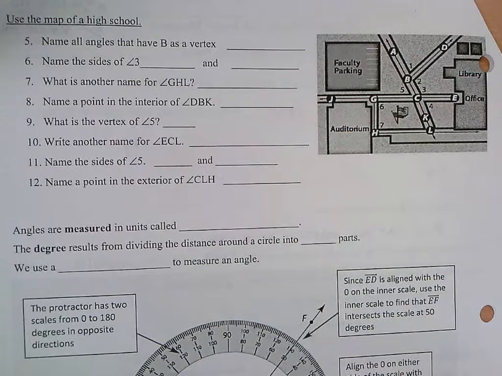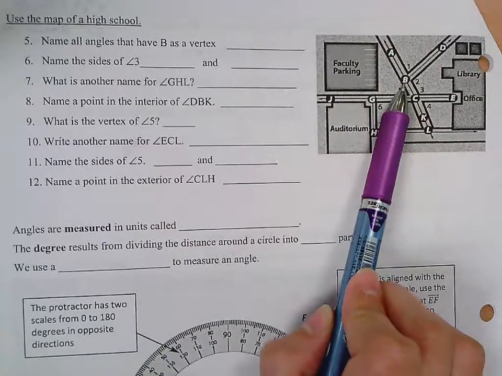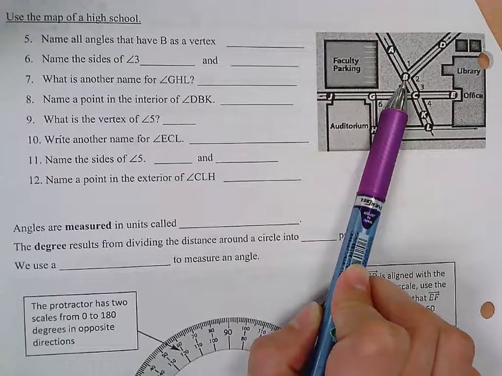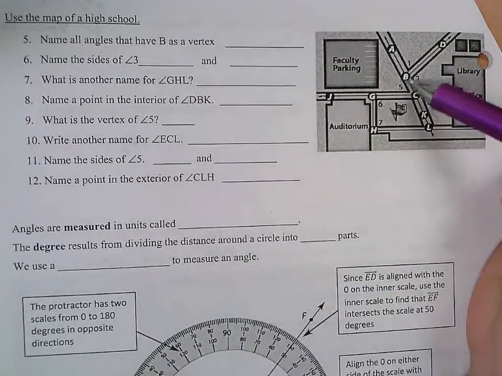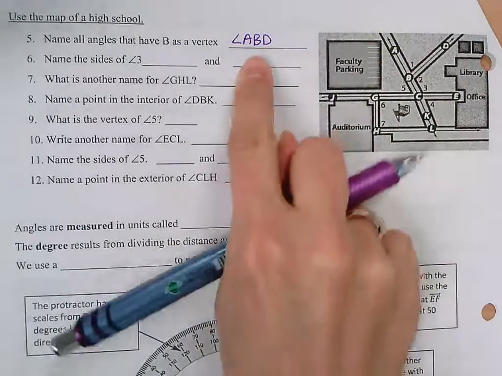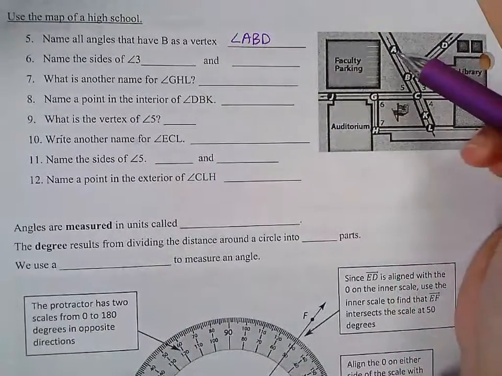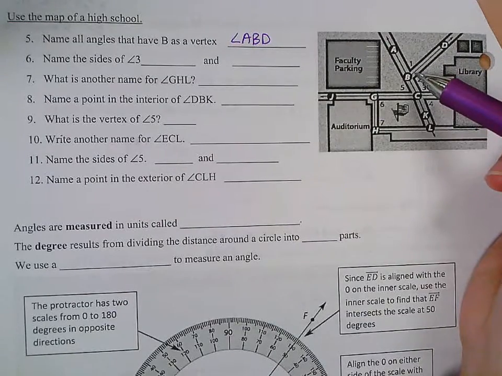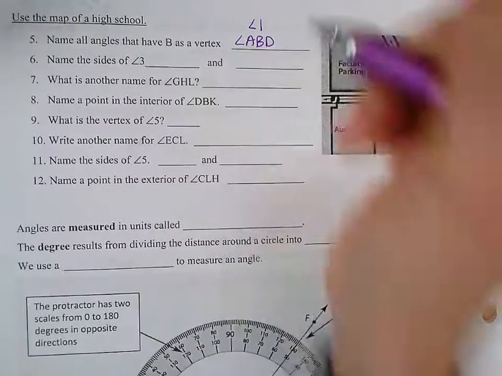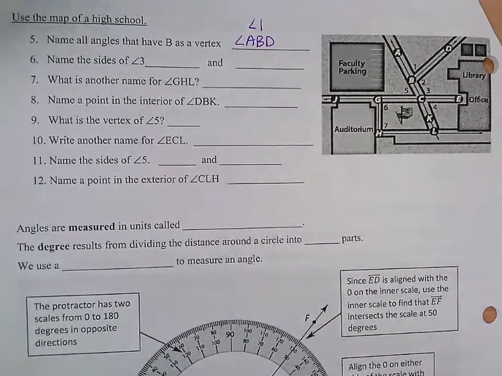So 5 says name all angles that have point B as a vertex. Can somebody give me an angle that has B as a vertex? Okay, ABD. Anybody have another name for that same angle? ABD could also be called angle 1. So angle 1 is the same as ABD. I'm just going to write it above it. And then what's another angle that has B as a vertex?